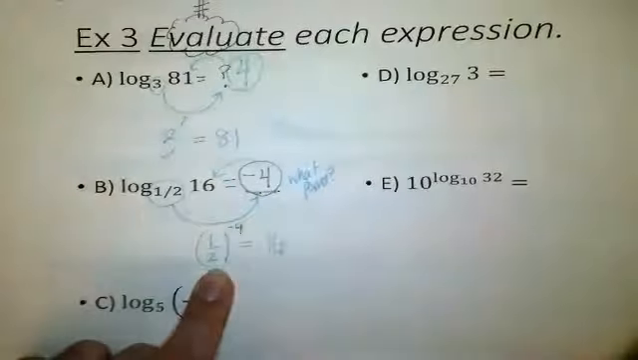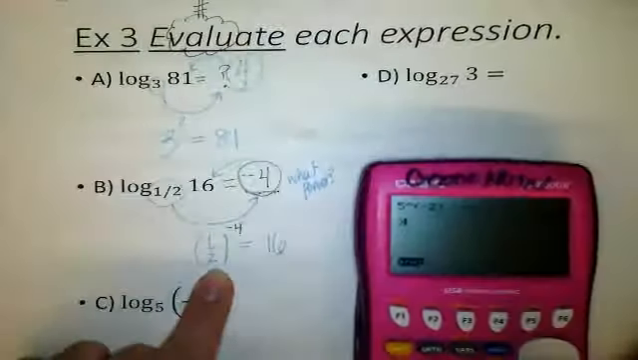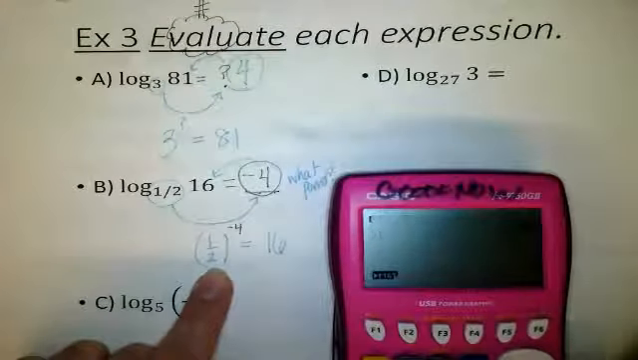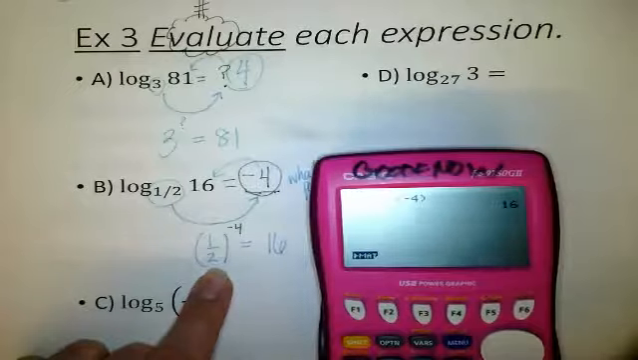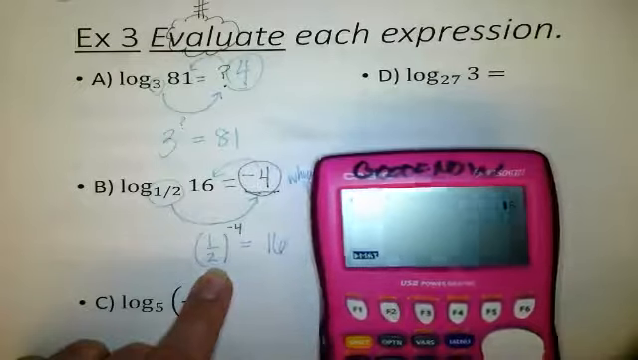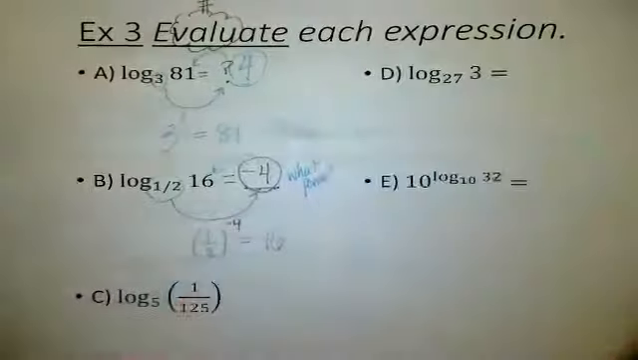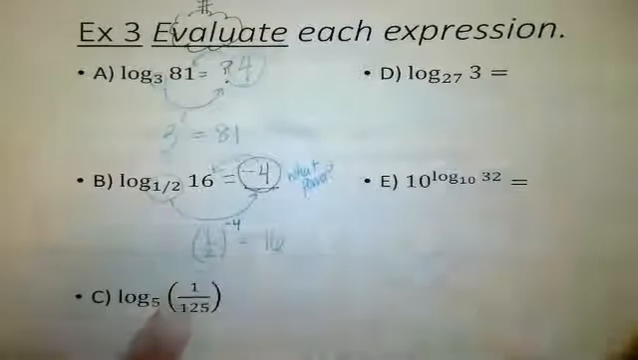How do you know if you did it right? You use your calculator. Clear. 1/2 to the negative 4 power equals 16. Look at that. You can always use your calculator to double check your little exponential equation.